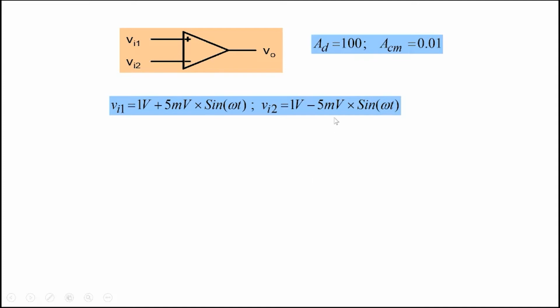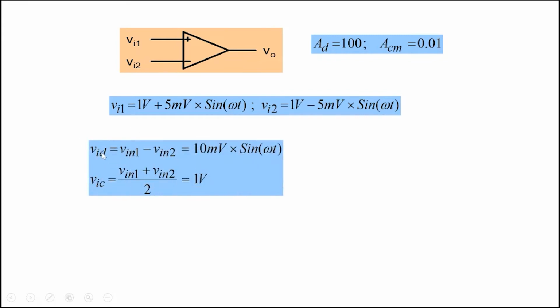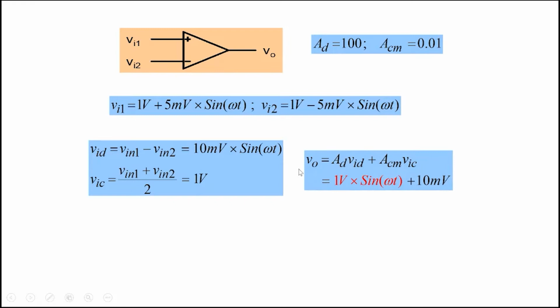Okay, so let's illustrate that with an example. Suppose there's a difference amplifier with a differential gain of 100 and common mode gain of 0.01. So CMRR will be 100 divided by 0.01, which is 10 to the power 4. Let's say VI1 is 1 volt plus 5 millivolts sin omega t, and VI2 is 1 volt minus 5 millivolts sin omega t. Note that the differential mode signal VID, the difference of the two, is the sinusoidal signal 10 millivolts sin omega t. And the common mode signal is the average of the two, 1 volt. So the common mode signal is pretty large, 1 volt, as compared to the differential mode signal, which is only 10 millivolts.